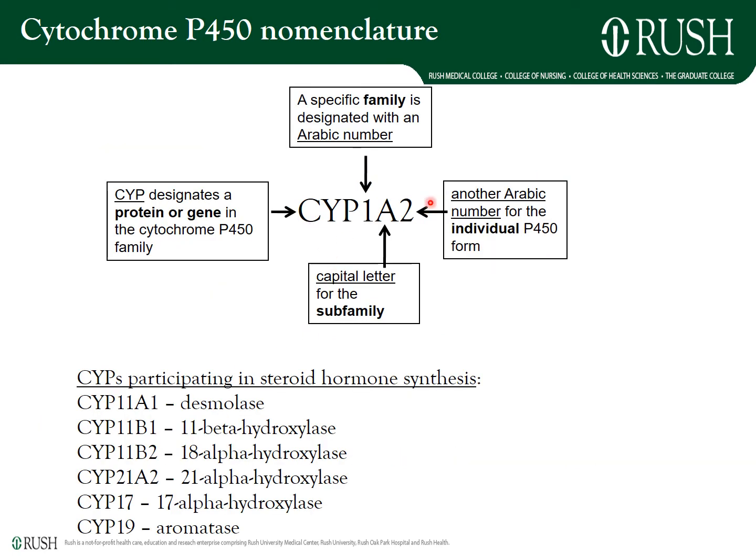So this family, the CYP family or cytochrome P450 family, is a very widespread enzyme system. We have a lot of genes that code for a CYP. So how do we distinguish one CYP from another? CYP stands for the protein or the gene of the cytochrome P450 family.